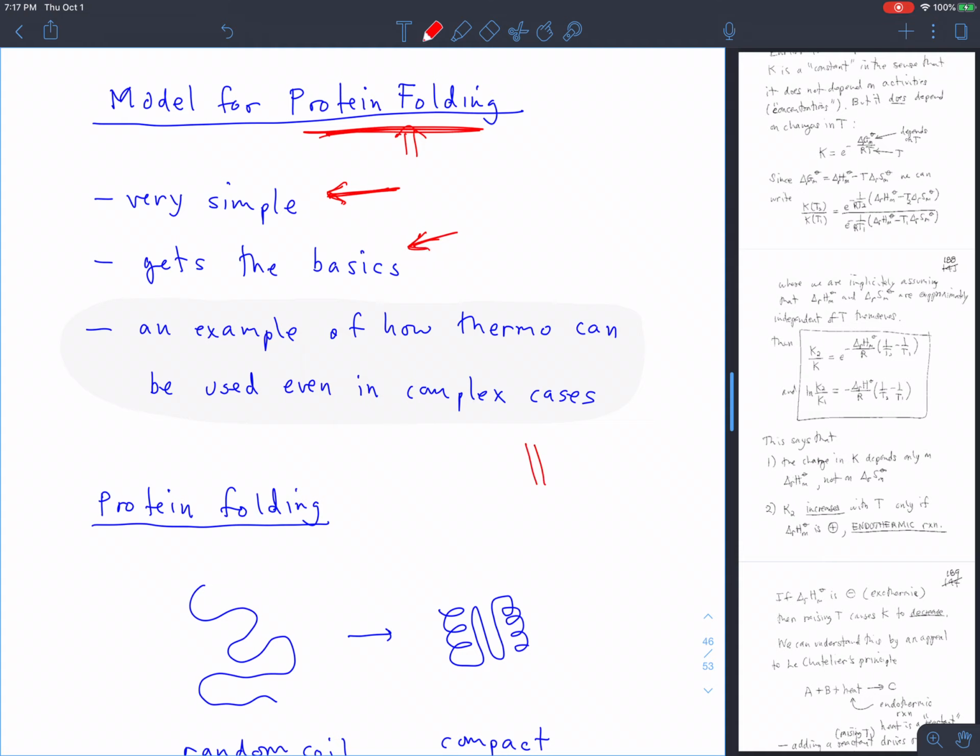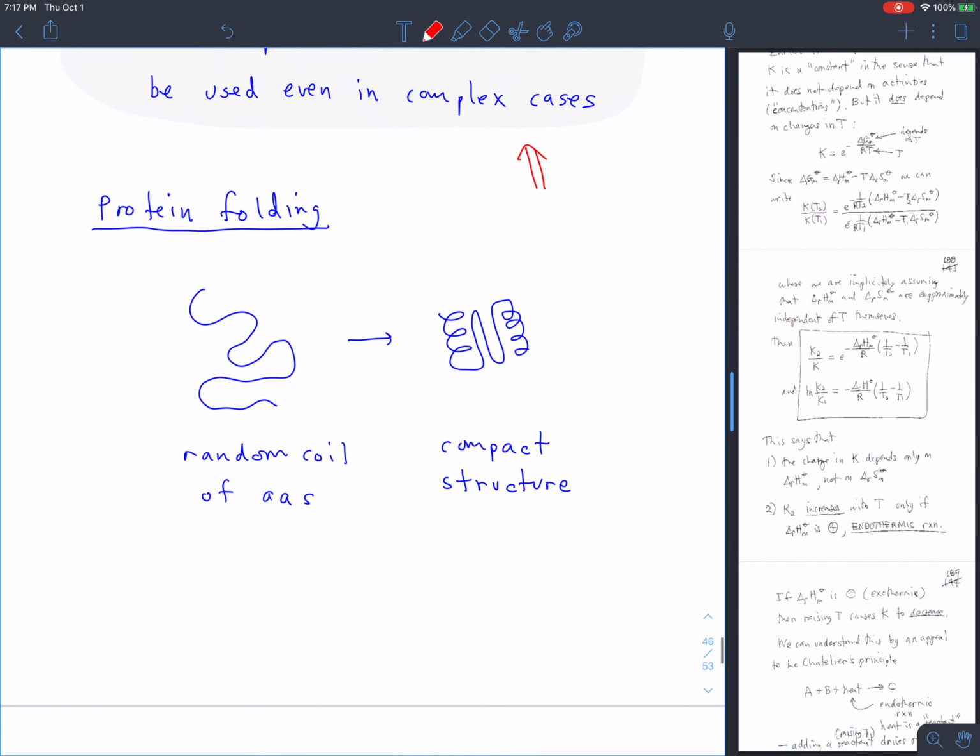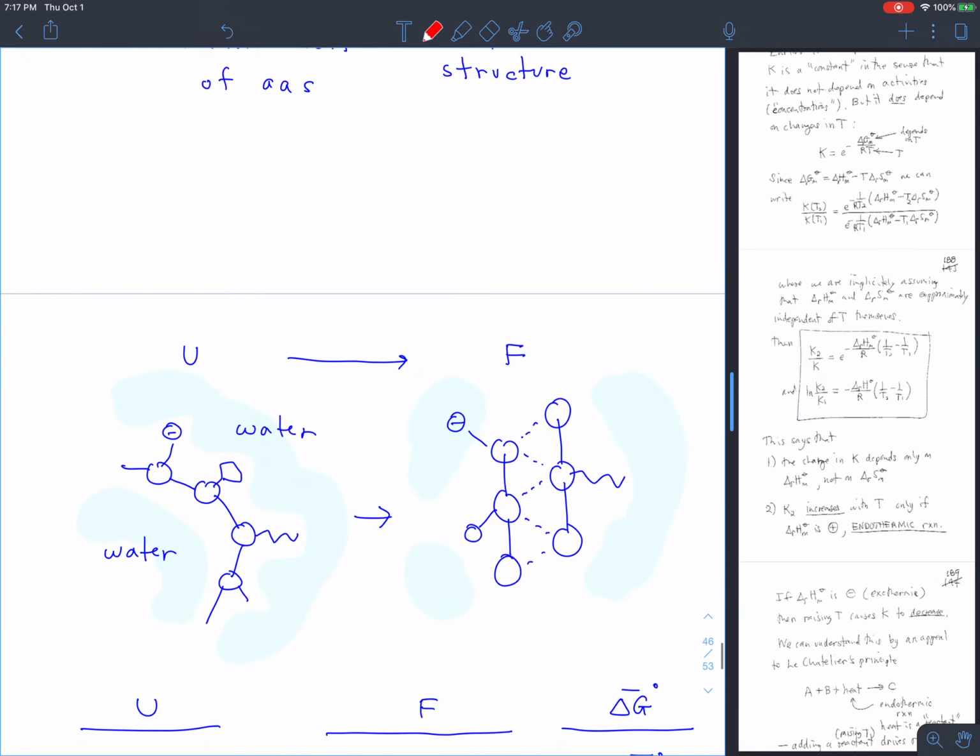And again, the value of this little chunk of the lecture is to see how this kind of thing can be done, so that when the need or the opportunity comes up later on in your career, you've seen an example and you can do it yourself. All right, protein folding is this. You go from a random coil of amino acids, nothing is sticking to anything else, to some compact structure where everything is sticking to everything else. And the question is, what kinds of free energy changes take place during that protein folding process?